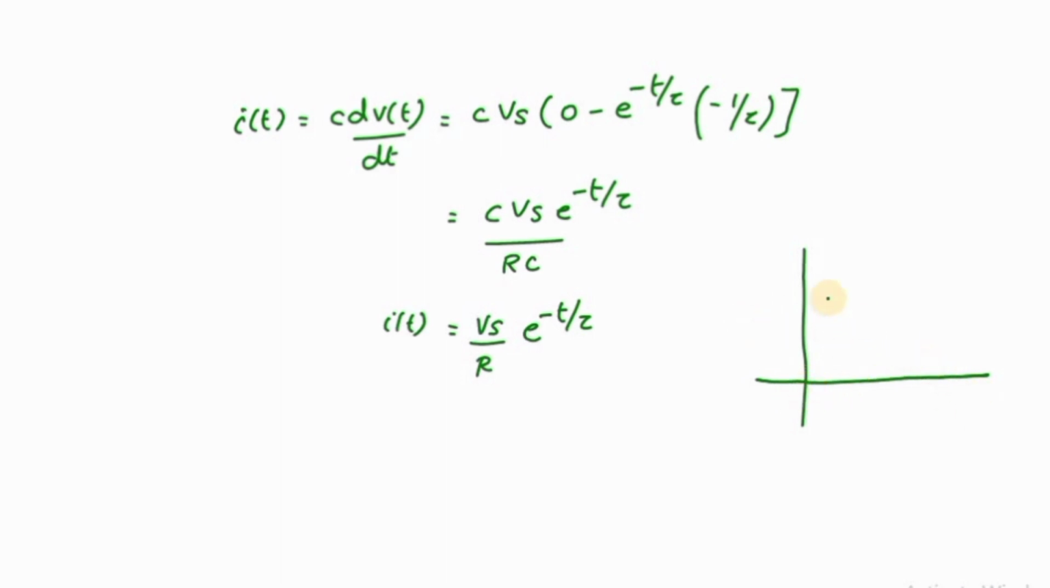So you will get the equation graph like this. It is an exponentially decaying function. So let us discuss a problem based on this step response of RC circuit. This is a problem. They are asking to find the value of I and V.